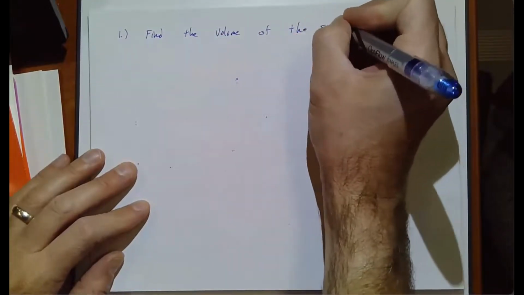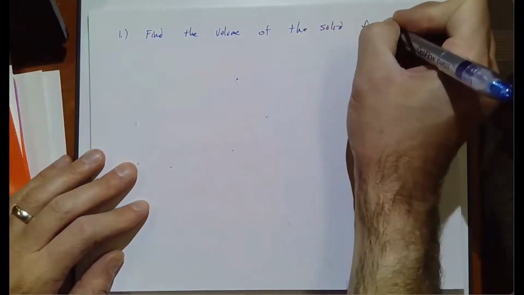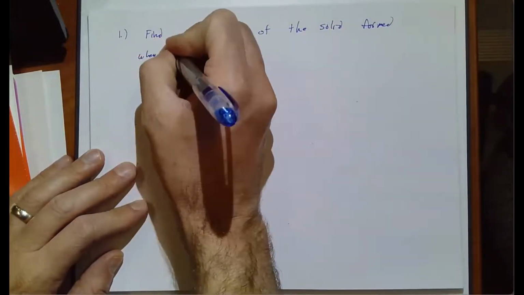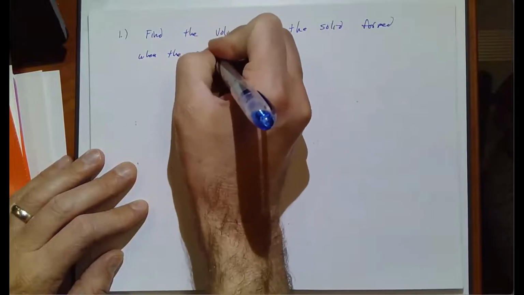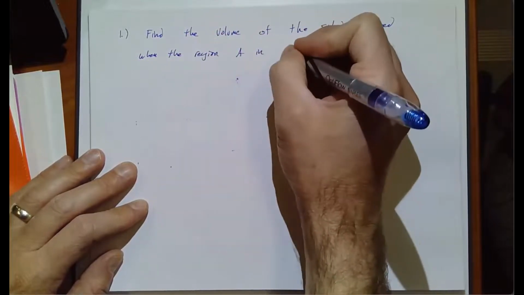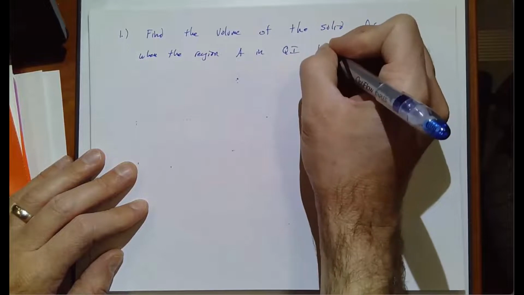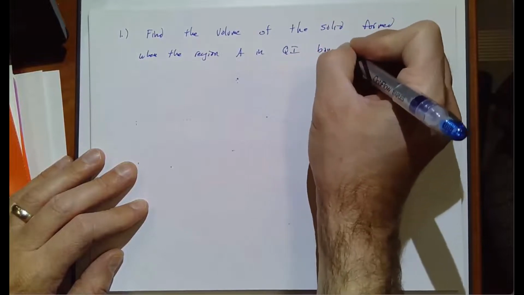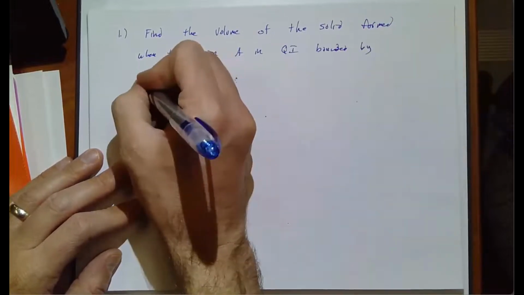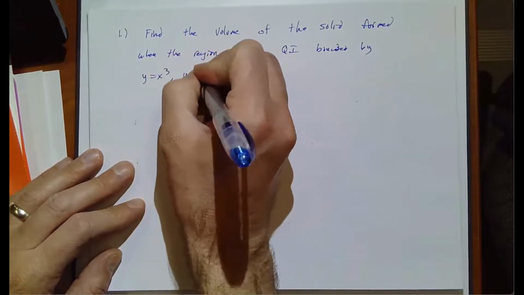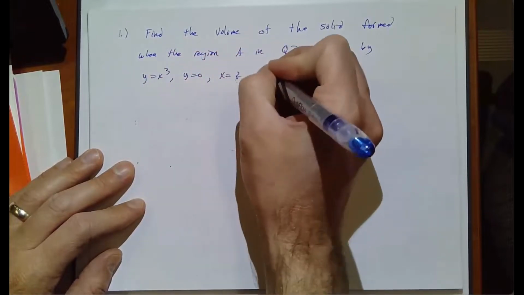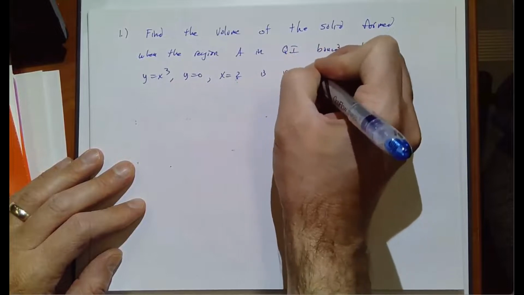Of the solid formed when the region A in quadrant 1 bounded by, there's so many words to write for these questions, y equals x cubed, y equals 0, and x equals 2 is revolved about the x-axis.